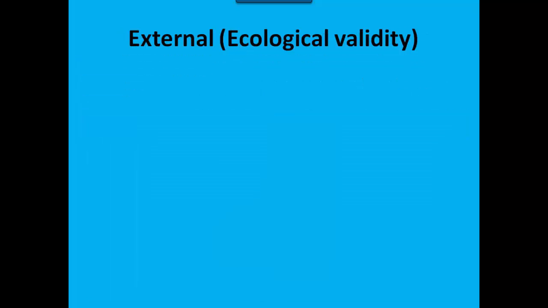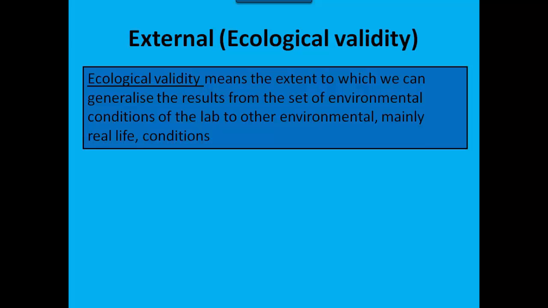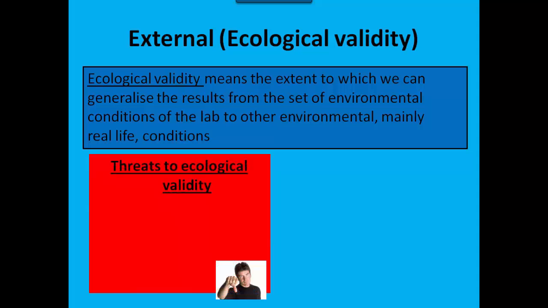Moving on to external or ecological validity. Ecological validity means the extent to which we can generalise the results from the set of environmental conditions of the lab to other environmental, mainly real-life conditions. There are several threats to the ecological validity of experiments. Firstly, the false environment of a lab. Because it's such an unnatural environment, it can be very difficult to assume that behaviour will be the same in real life as it is under these artificial conditions of the laboratory environment.